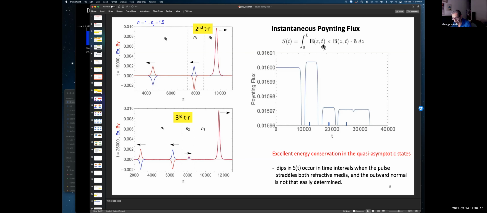We look at conservation of energy, the instantaneous Poynting flux, E cross B dot n, where n is the outward normal. The only part that's awkward is you see these jumps. These jumps occur when the pulse is straddling the two regions of the dielectric. When it straddles, you have to be careful in figuring out what is traveling forward and what is being reflected, to get the right outward normal. The first time we went through it, we didn't bother to be careful, and so that's why you get these bumps.